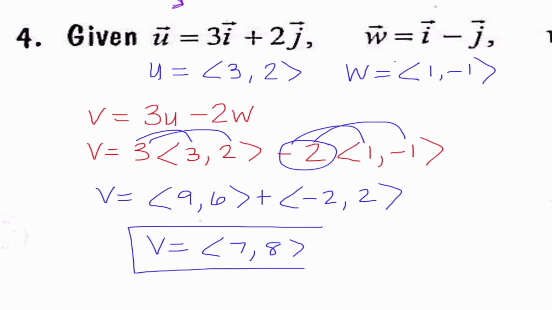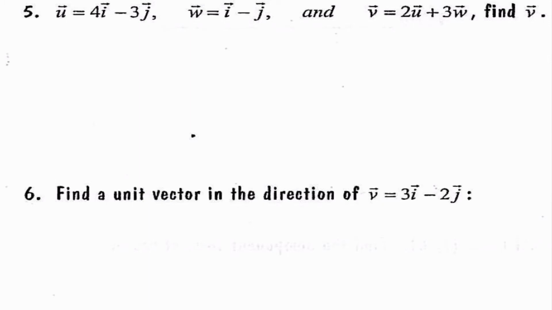So what that tells us about this vector is it's moving to the right 7 and up 8. If we wanted to find the magnitude, which they're not asking us to do, we could use the Pythagorean theorem and find the length of the hypotenuse. Number 5 looks pretty similar.